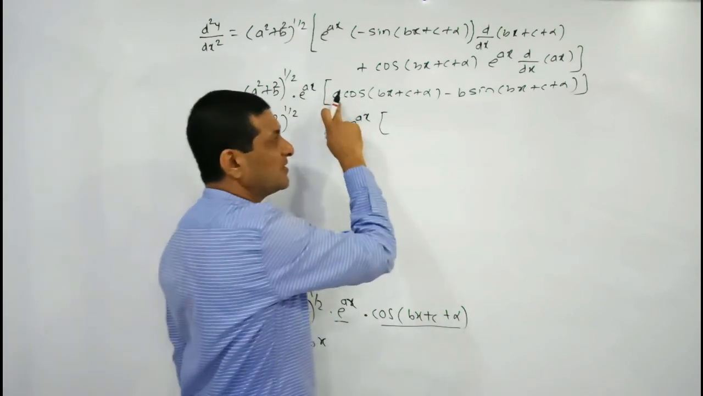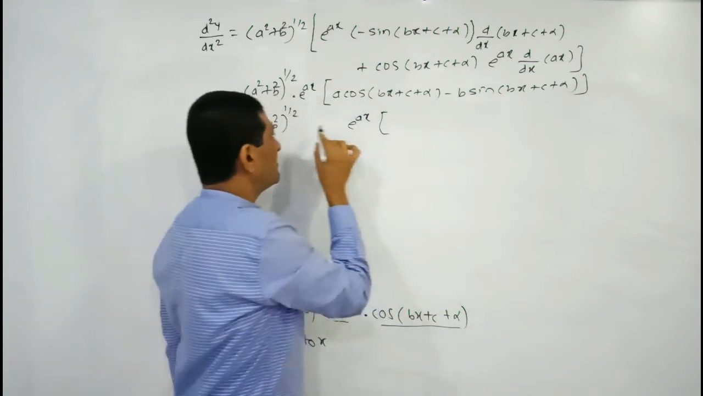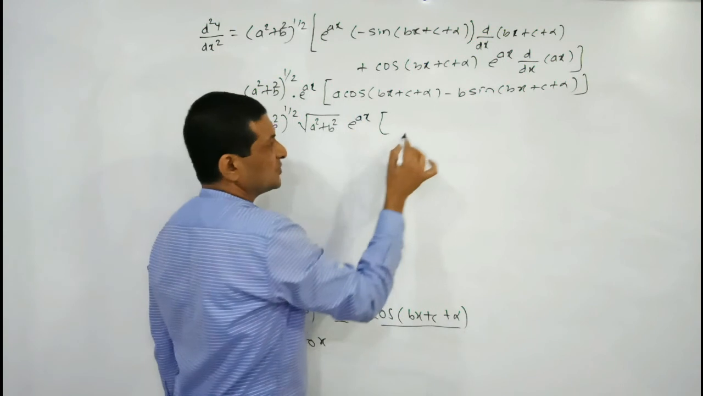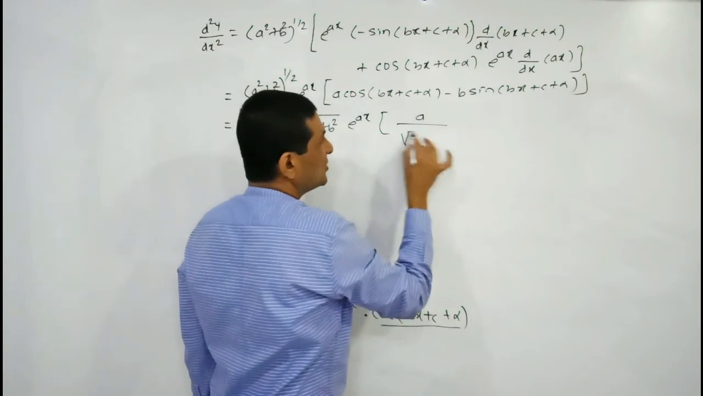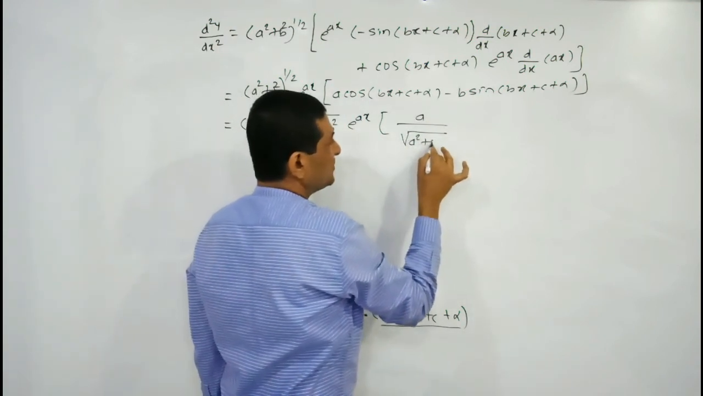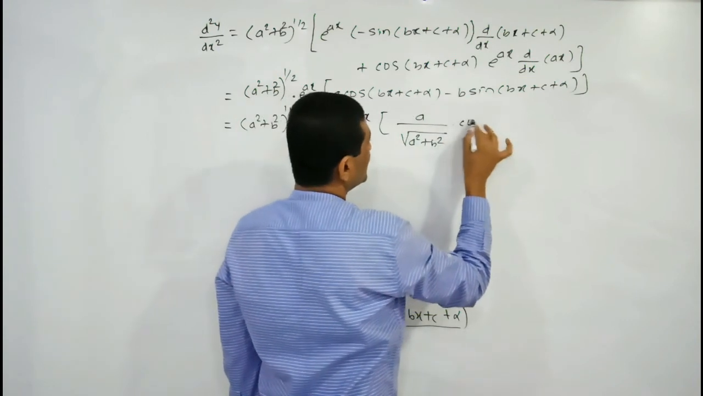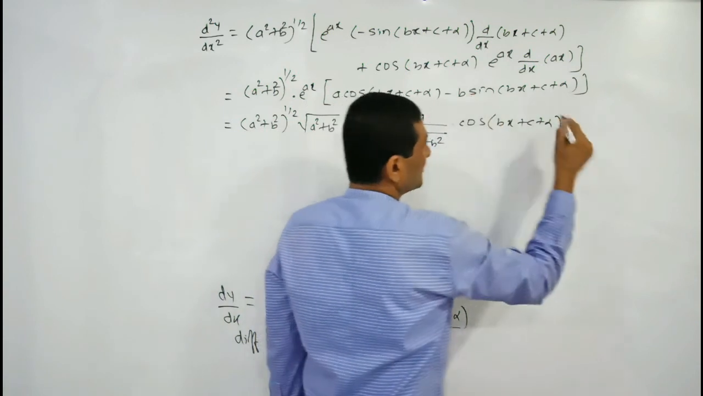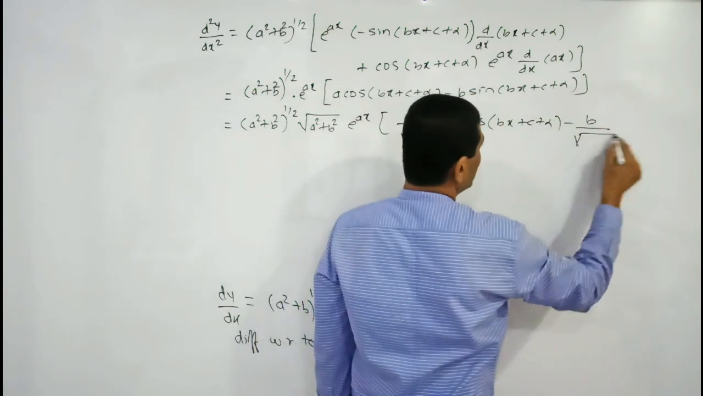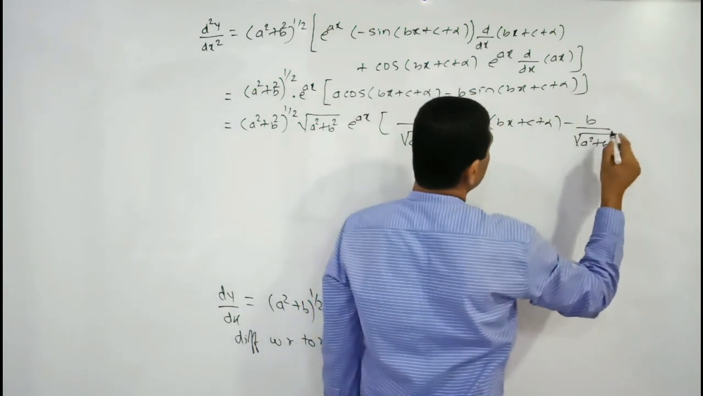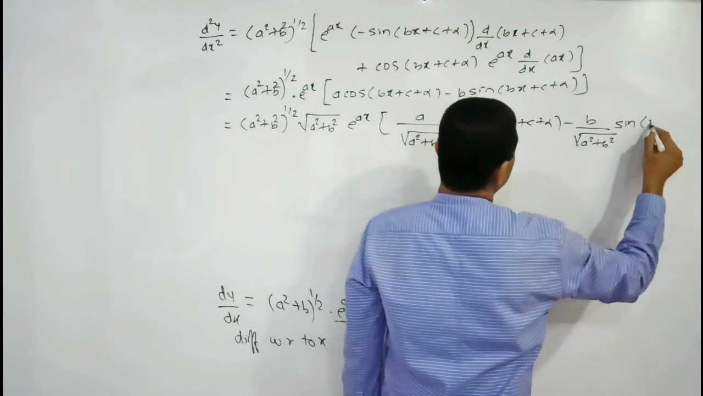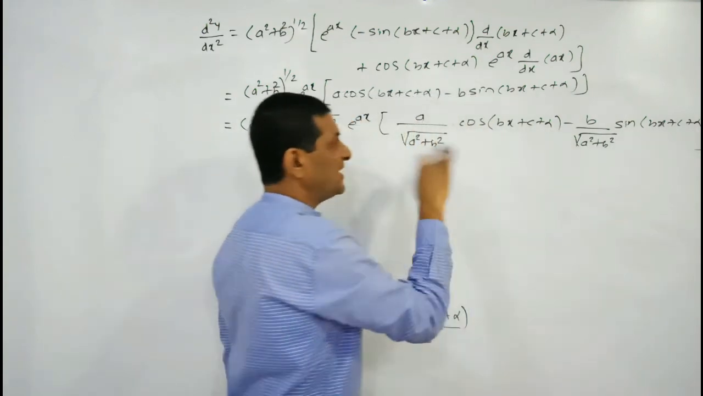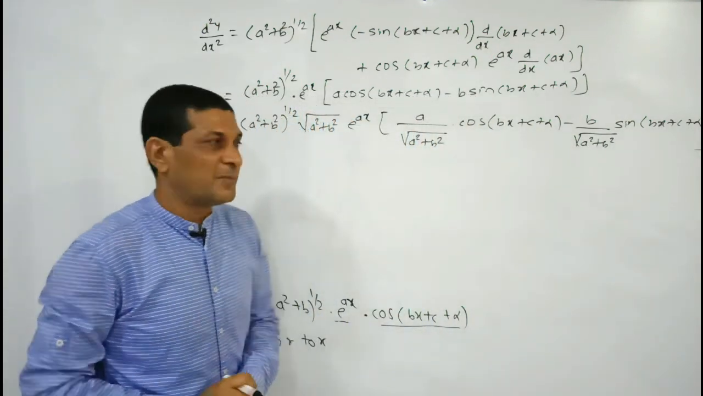Again divide here by under root a square plus b square, and that's why multiply by under root a square plus b square. So here we will get a upon under root a square plus b square into cos of bx plus c plus alpha. Again here we will get minus b upon under root a square plus b square sin of bx plus c plus alpha. Just simply I am dividing both the terms by under root a square plus b square.